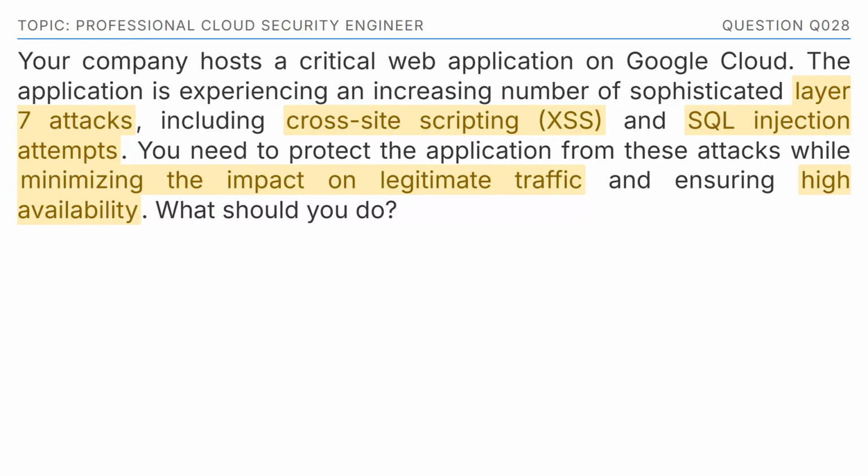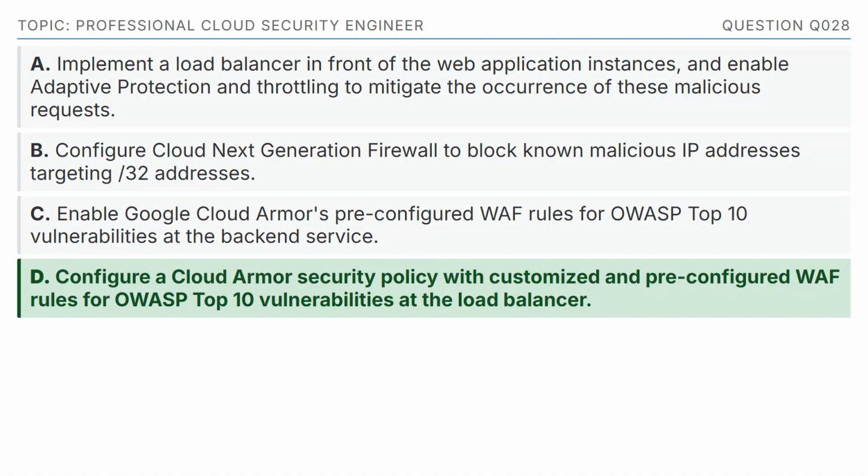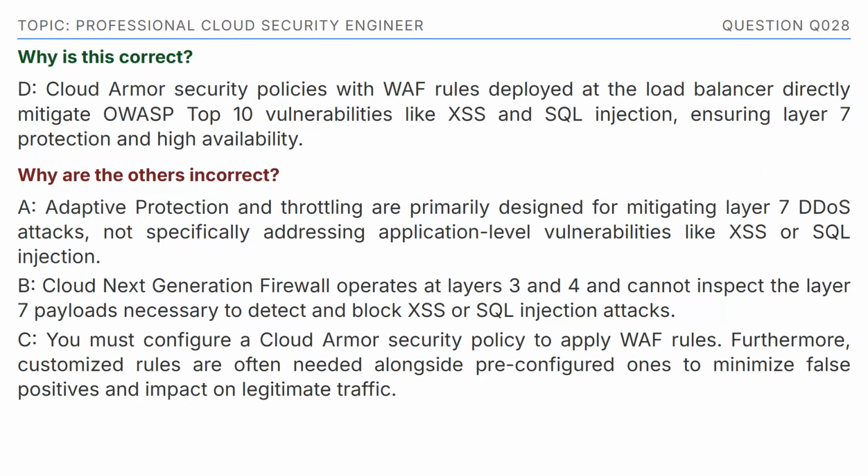To arrive at the correct answer, we focus on the keywords: Layer 7 attacks, cross-site scripting, XSS, SQL injection attempts, minimizing the impact on legitimate traffic, high availability. The correct answer is option D. Configure a Cloud Armor security policy with customized and pre-configured WAF rules for OWASP Top 10 vulnerabilities at the load balancer. Why is this correct?